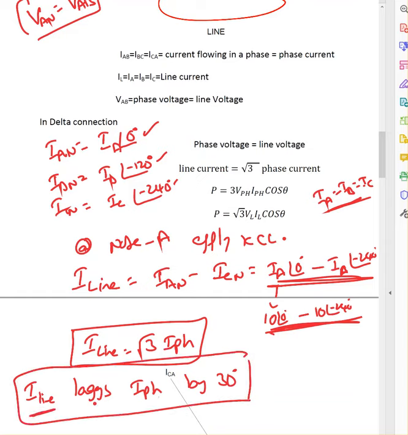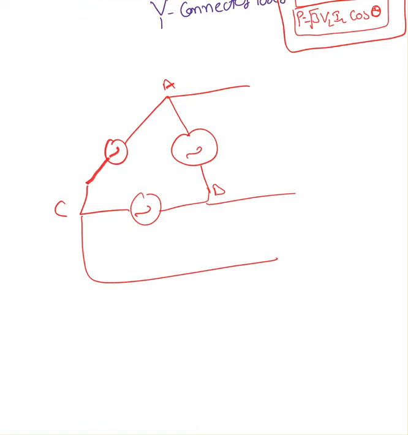That's another important point. Now the third one is power. Power equals 3 times VPH IPH cos theta, where theta is the angle between VPH and IPH, or P equals root 3 VL IL cos theta. So from delta we learned that V line equals V phase. That's one important point in delta.